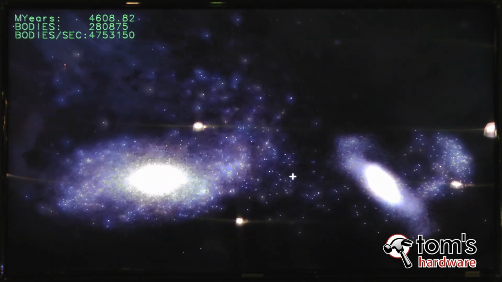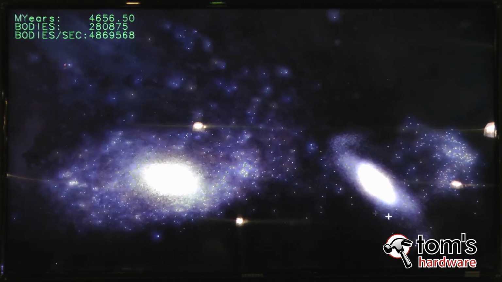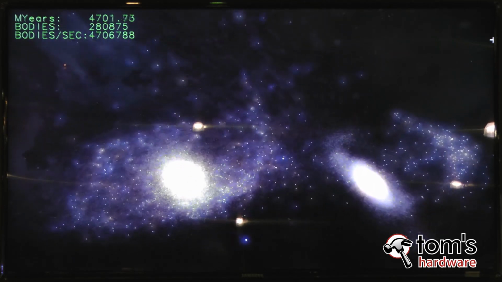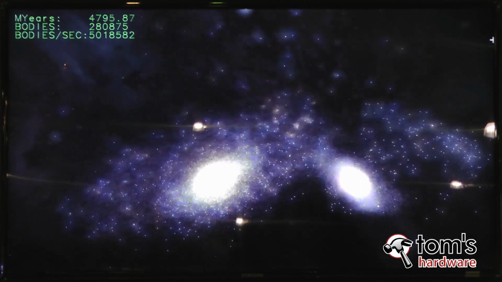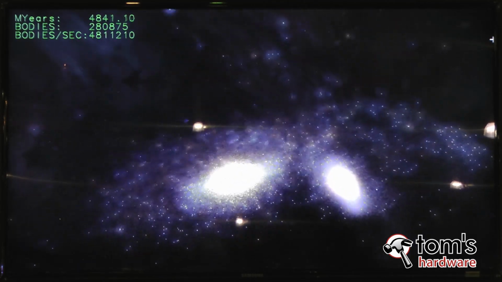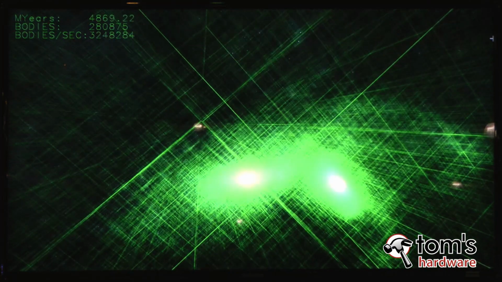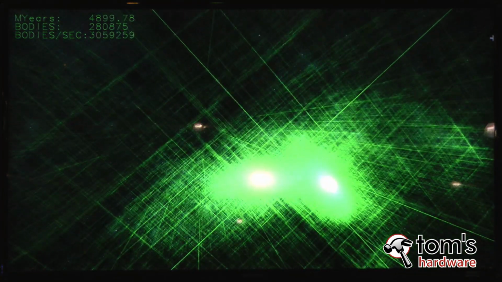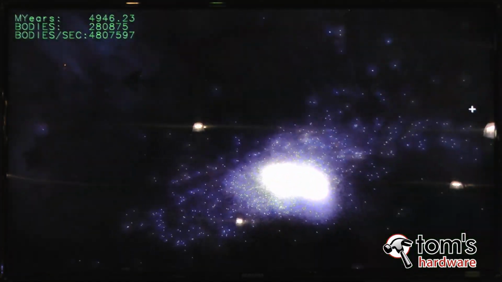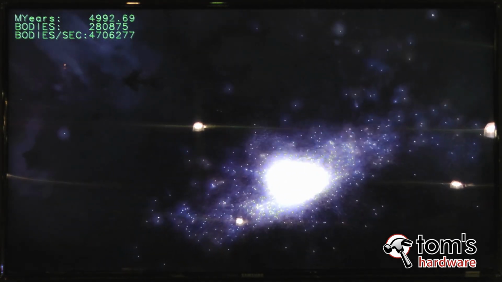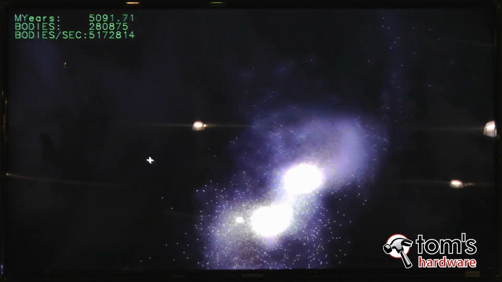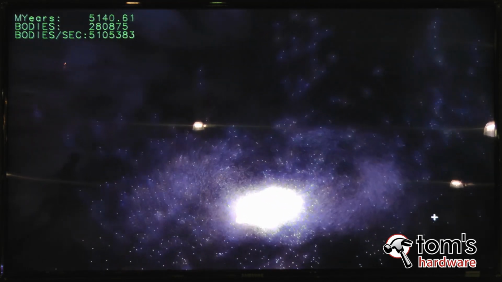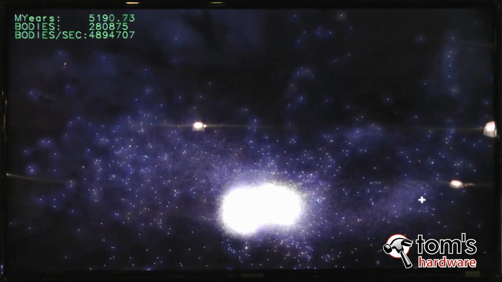All of this simulation is made possible by Quadro Kepler GPUs and the Maximus platform, where the Tesla card is doing the computation, sending its results back to the Quadro card for visualization, all put together for an interactive simulation of 280,000 stars, showing how the Andromeda and Milky Way galaxies are going to merge into one about 5 billion years in the future.